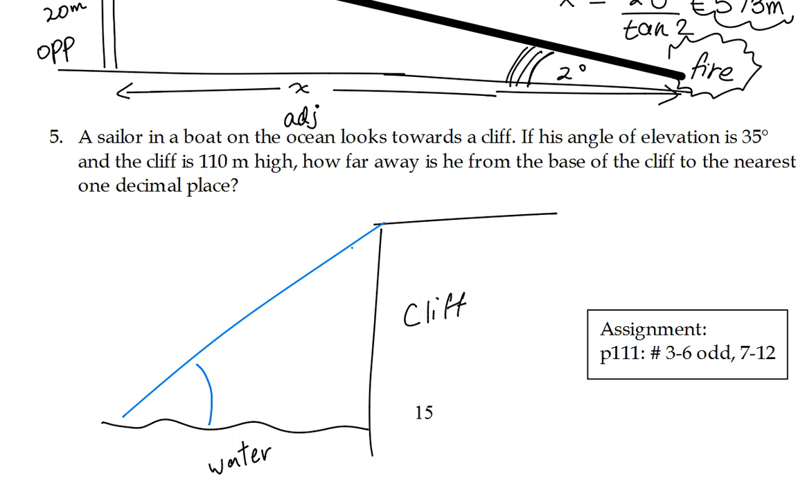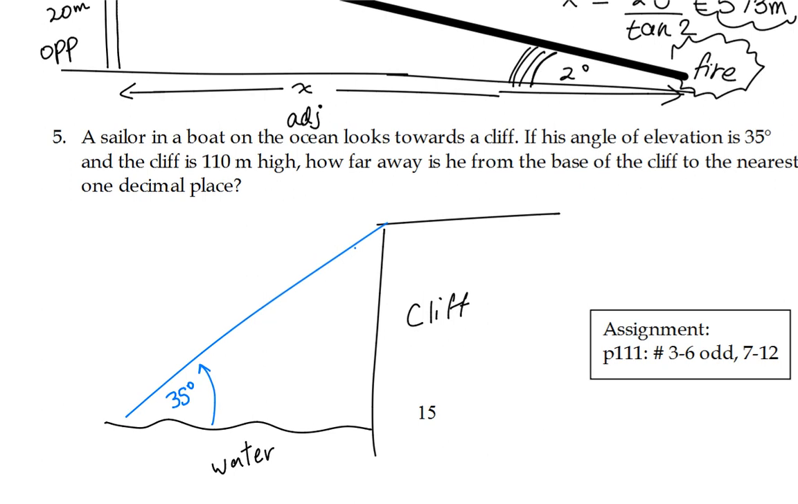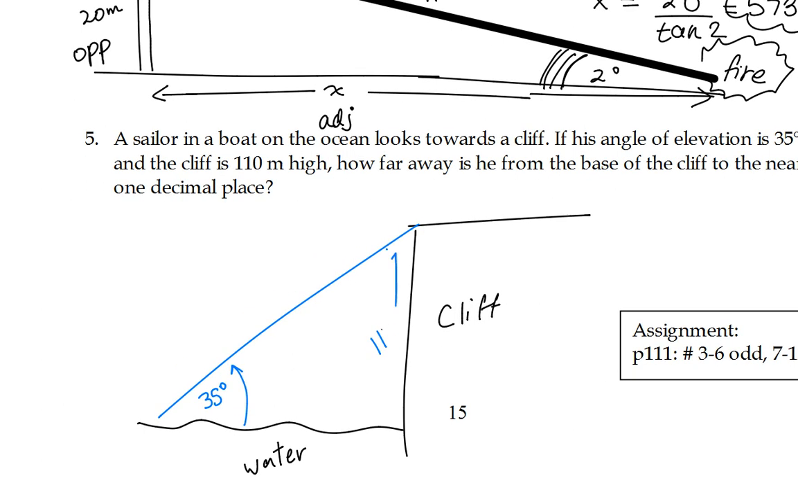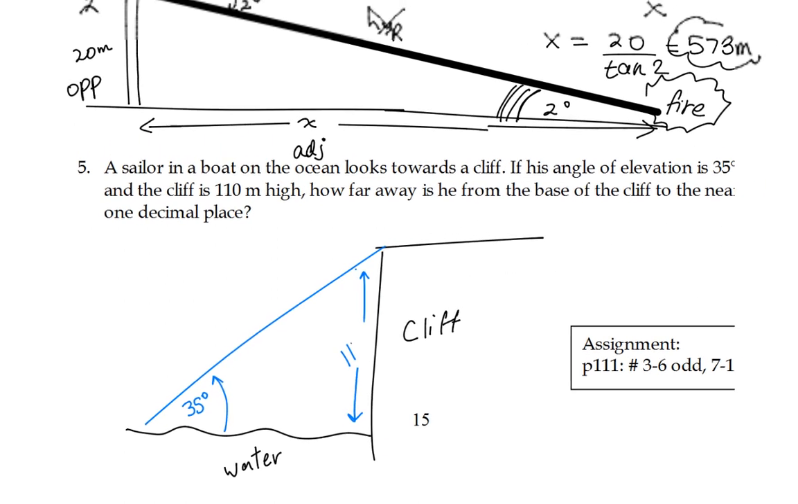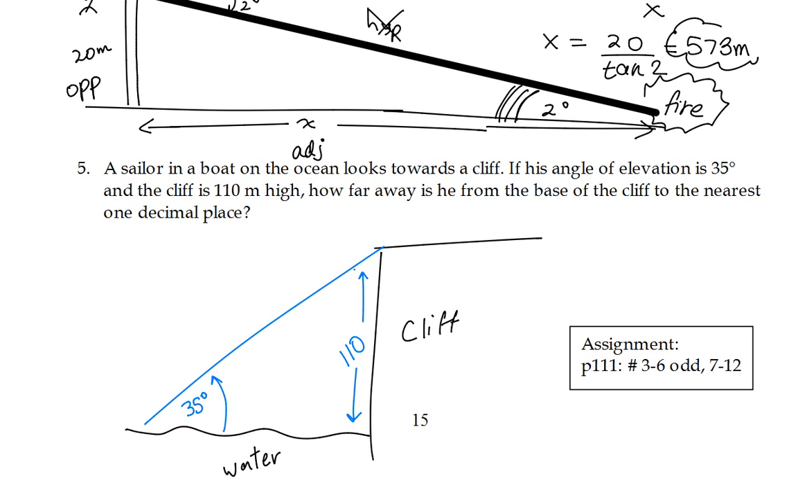Angle of elevation, so up from the horizontal. The cliff is 110. And what do we want to find? How far away from the base? So we want to find the horizontal distance on the ground. So call that x on the bottom.